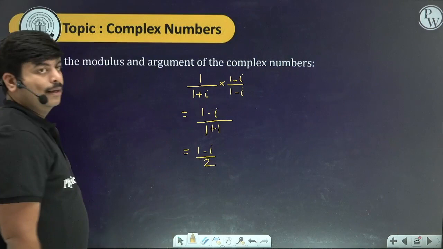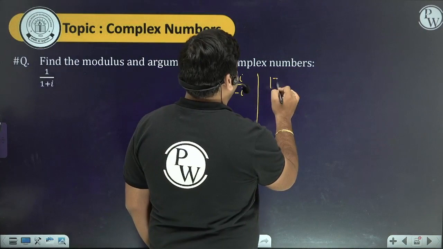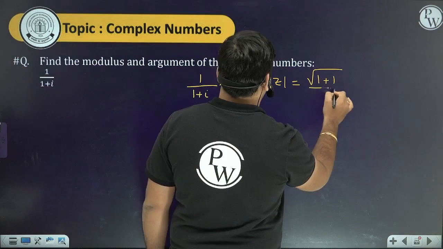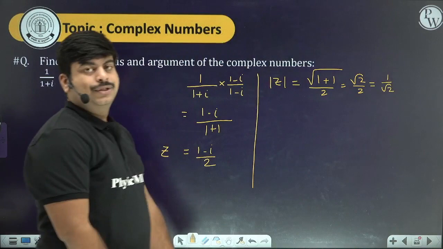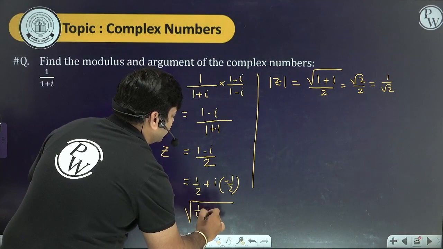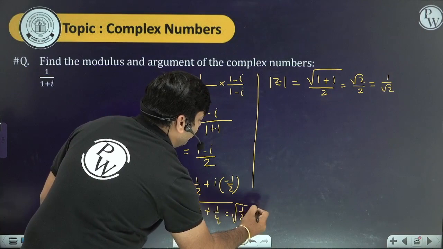So if I want to find the mod z, you can leave that 1 by 2 as it is. Just try to find the modulus of the numerator. Okay. So that becomes root over a square plus b square, root over 1 plus 1 by 2. So root 2 by 2 will be equal to 1 by root 2. Correct? Okay. Or people, if it is actually equal to 1 by 2 plus i times of minus 1 by 2, here also you can do root over 1 by 2 whole square 1 by 4 plus 1 by 2 whole square 1 by 4. That becomes root over 1 by 2. That will give you 1 by root 2. However you do, the same answer you should get.